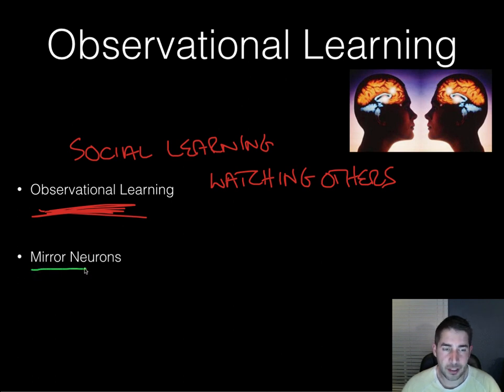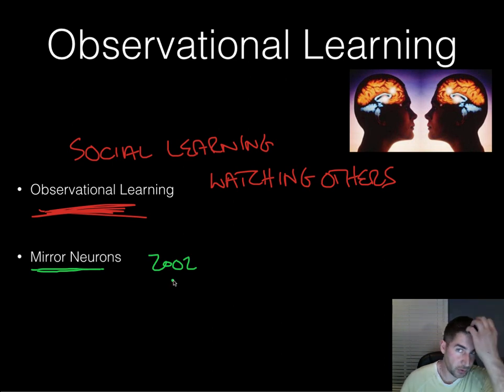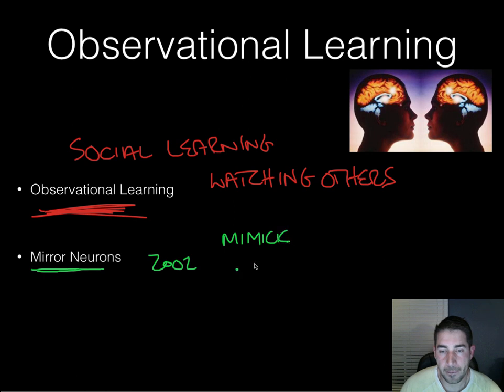Now, second thing we need to talk about is this really cool, rather new discovery called mirror neurons. These weren't actually discovered until the very late 90s and weren't really published, I don't think, till about 2002. So I didn't learn about this when I was in AP Psychology, 1999, I believe. So these were new things. But mirror neurons are in the frontal lobe, and mirror neurons mimic the actions of others, or they mimic the emotions of others.